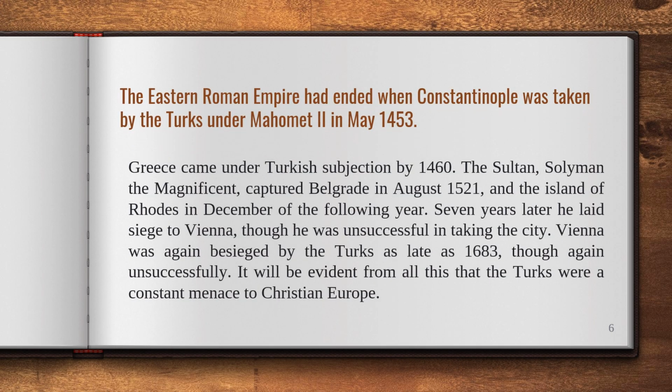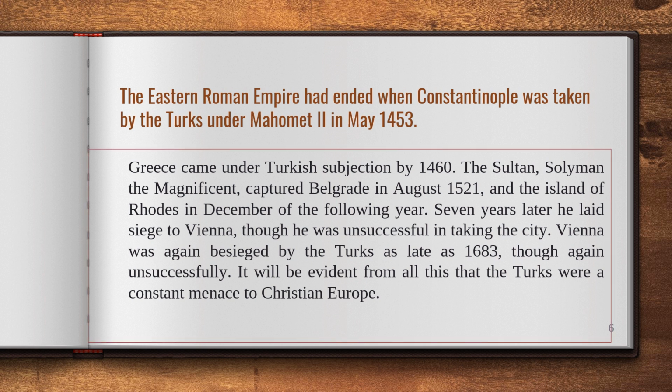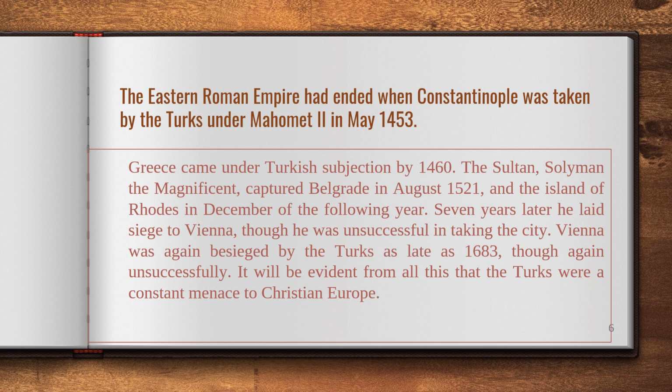The Eastern Roman Empire had ended when Constantinople was taken by the Turks under Muhammad II in May 1453. Greece came under Turkish subjection by 1460. The Sultan Suleiman the Magnificent captured Belgrade in August 1521 and the island of Rhodes in December of the following year. Seven years later, he laid siege to Vienna, though he was unsuccessful in taking the city. Vienna was again besieged by the Turks as late as 1683, though again unsuccessfully. It will be evident from all this that the Turks were a constant menace to Christian Europe.